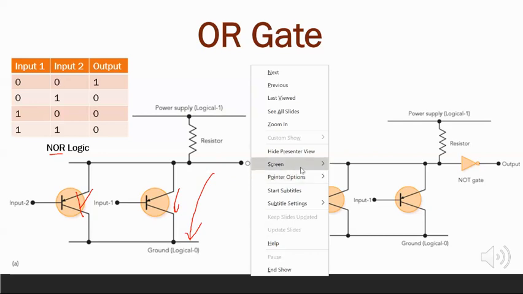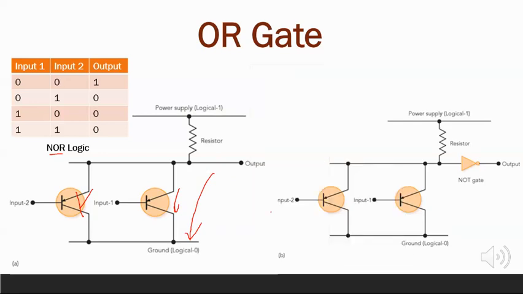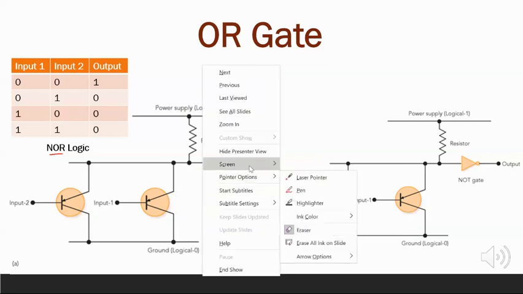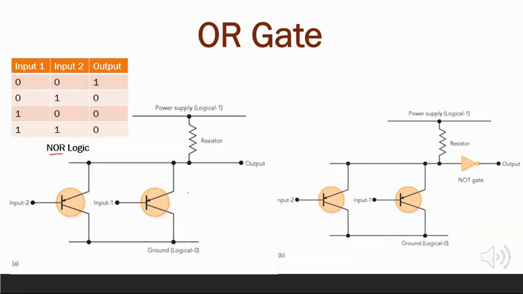When inputs 1 and 2 are both at a high level, both transistors will be conducting, so the output is pulled down to the ground. Therefore, the output becomes low level. That forms the NOR gate logic as shown.